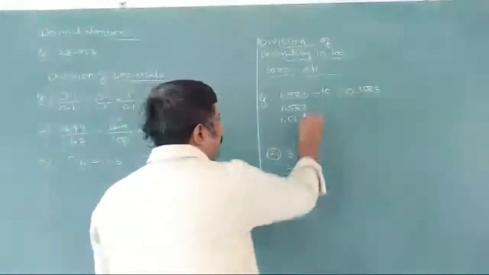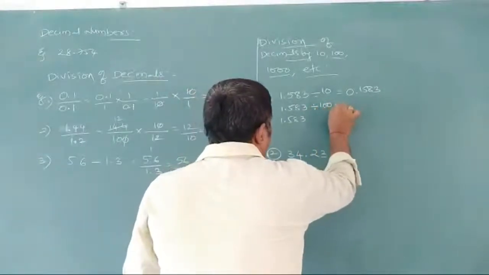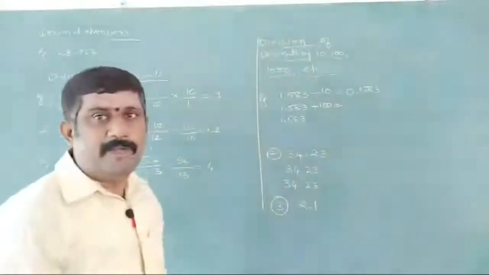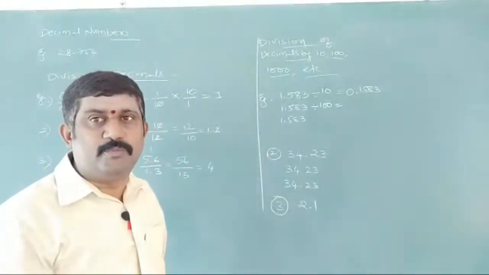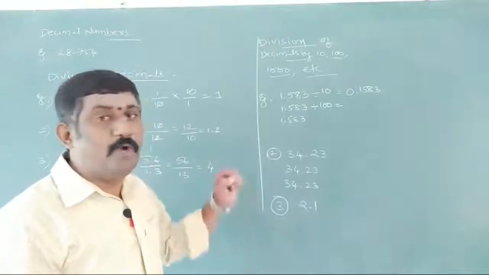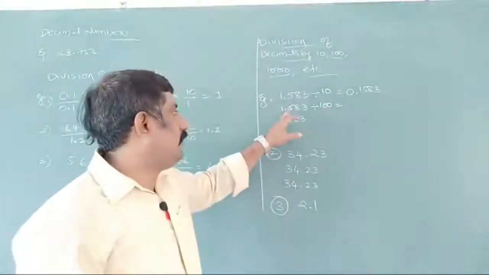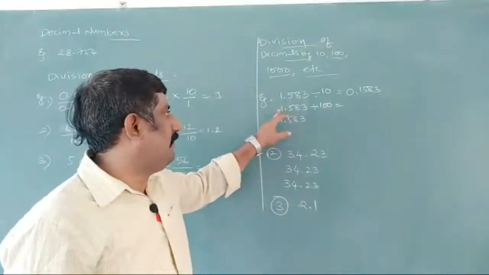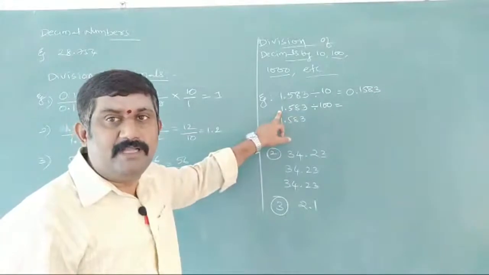Next, the second one, 1.583 divided by 100. Similarly, which side should we move? Left side we should move. How many steps? For 2 zeros, 2 steps. Right? So the point we are moving 1, but after this we don't have anything, only one digit we have here.